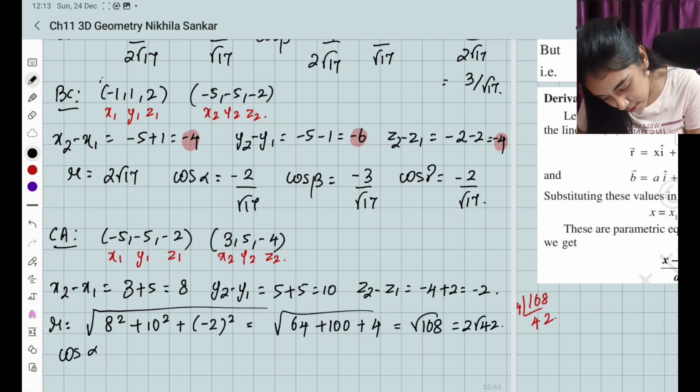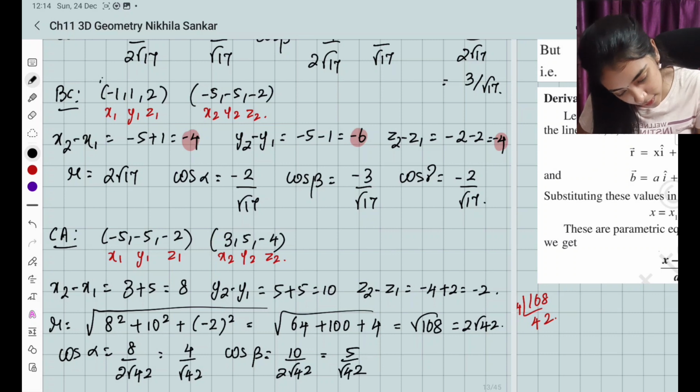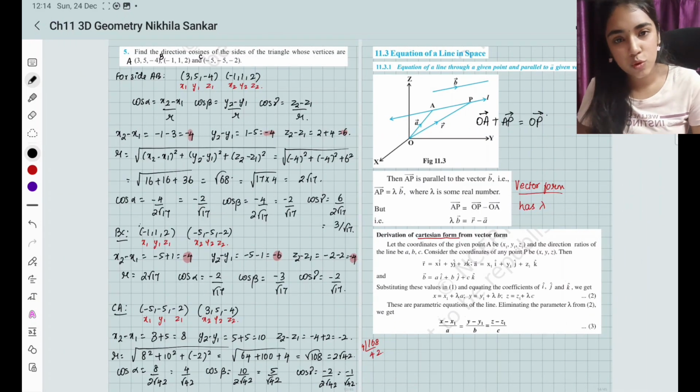Now my cos alpha is going to be x2 minus x1, which is 8 divided by 2 root 42, which becomes 4 divided by root 42. அதே மாதிரி cos beta is going to be 10 divided by 2 root 42. When I cancel, I'll have 5 divided by root 42. And cos gamma is going to be minus 2 divided by 2 root 42, which becomes minus 1 divided by root 42. Okay, புரிஞ்சுதா? So with this, we are done with the example questions. Let's move on to the next topic.